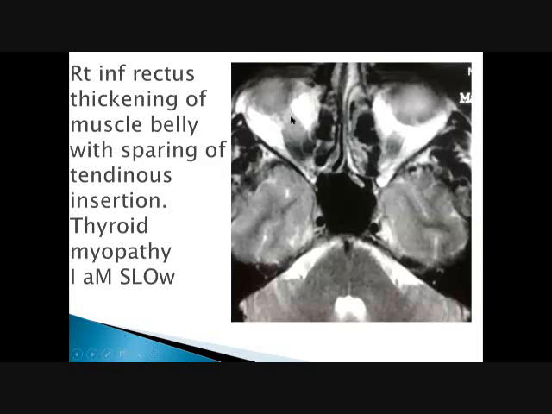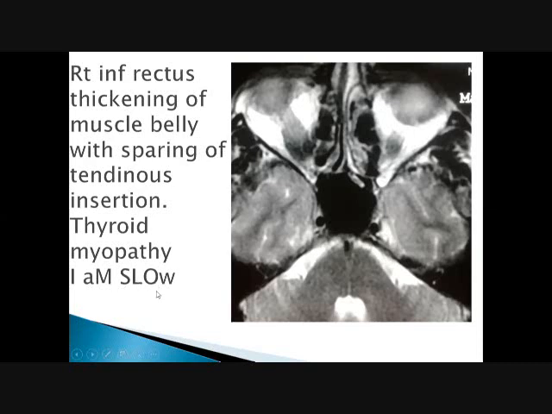And if you see the CT scan, the inferior rectus is enlarged. The tendon is not enlarged, but the rest of the muscle is enlarged. Thickening of the muscle belly with sparing of the tendinous insertion, thyroid myopathy. And just to remember the mnemonic, which muscles are involved? The mnemonic is I am slow. Inferior rectus most frequently involved, as has been involved in this case. Medial rectus, which mimics lateral rectus palsy because the medial rectus is restricted in movement. Superior rectus, lateral rectus, and then obliques.